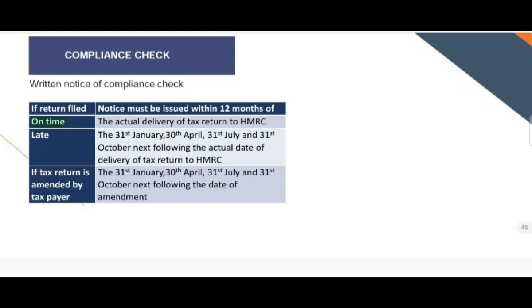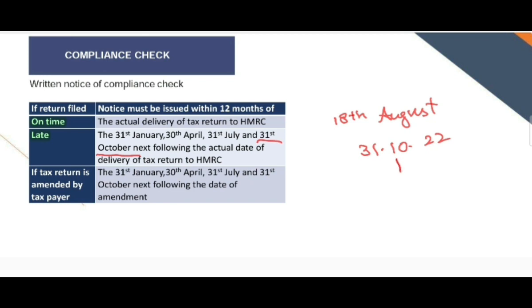If the return is filed on time, this is the period of 12 months of the actual delivery of the tax return to HMRC. If the return is filed late, we need to identify first of all the date of filing the return, the actual filing date. Then identify in which quarter ended this date lies. For example, if it is a date of, let's say, 18th of August, actual filing date, then we need to identify in which quarter this date lies. As this date lies in a quarter ended 31st October. So 31st October, let's say 22, is the date of quarter ended in which the actual return has been submitted.